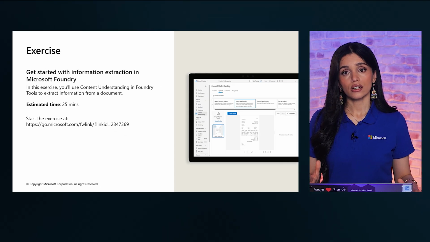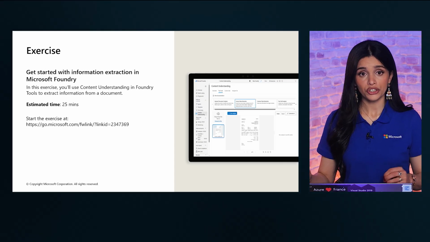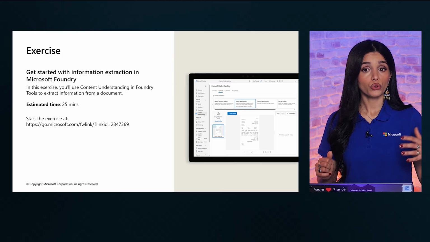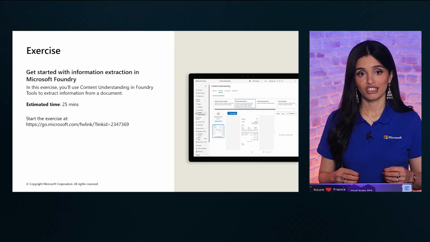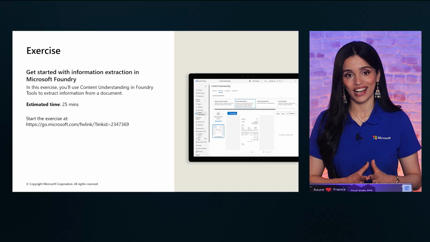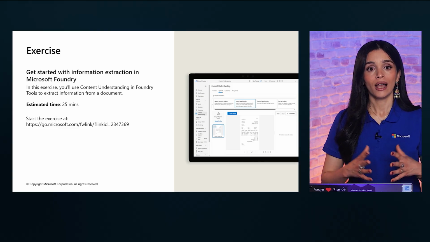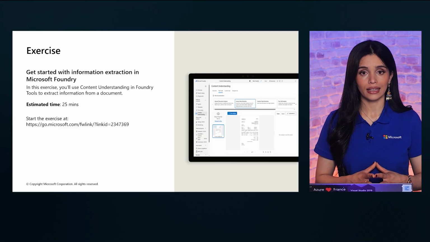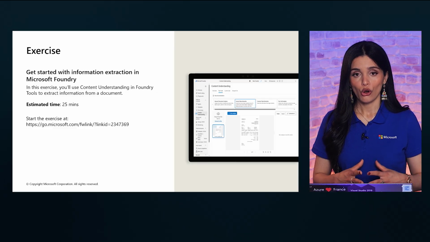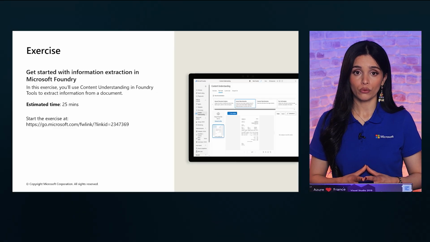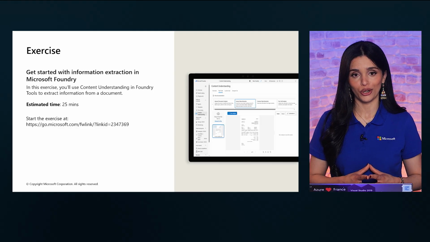Now let's do a quick exercise where we will use content understanding in Foundry Tools to extract information from a document. You can also practice this exercise in your own environment by accessing the lab steps in the link that you can see on the screen, or by visiting the AI-901 learning path through the Microsoft Learn platform.